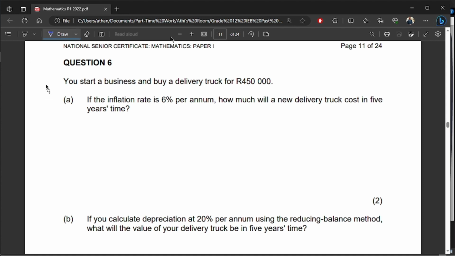Question 6, you start a business and buy a delivery truck for 450,000 rands. Question A, so I'm assuming that everything we're going to answer in question 6 is based on 450,000 rands. Question A says, if the inflation rate, now inflation, I want you to always take your minds to compound interest. So if the inflation rate is 6% per annum, how much will a new delivery truck cost in 5 years' time? So this amount, guys, is supposed to increase because our inflation keeps on increasing, right?